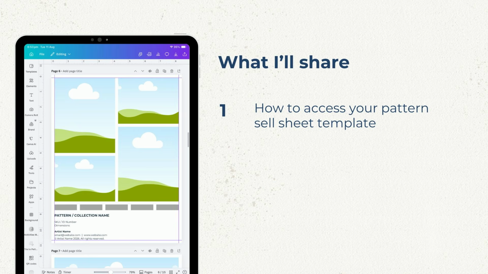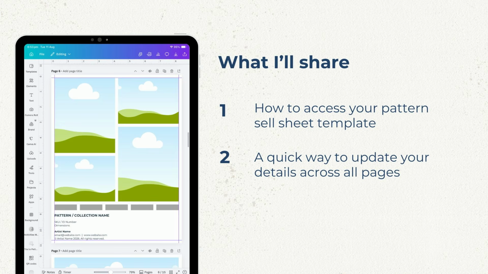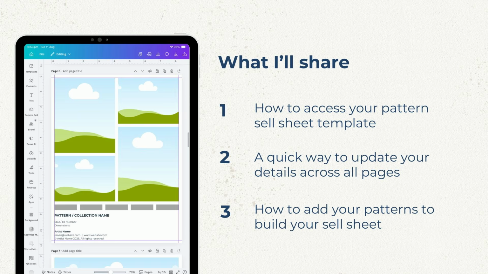I'm going to run through how to access your pattern cell sheet template once you've bought it and add it to your Canva account. I'll show you a quick way to update your details across all pages and then how to add your patterns to build each cell sheet.